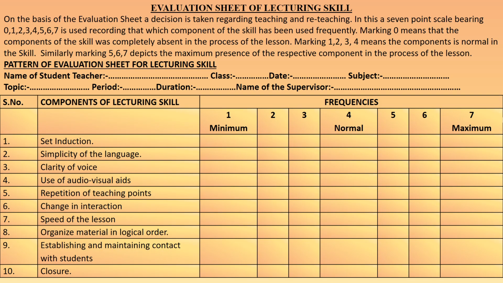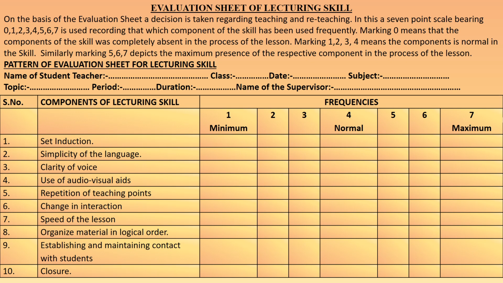After the observation schedule for lecturing skill of micro teaching, the next is the evaluation sheet. On the basis of the evaluation sheet, the decision is made regarding teaching or reteaching. In this, a 7-point scale is prepared bearing 1, 2, 3, 4, 5, 6, 7 for recording which component of the skill has been used frequently. Marking 0 means that the component of the skill was completely absent in the process of teaching.